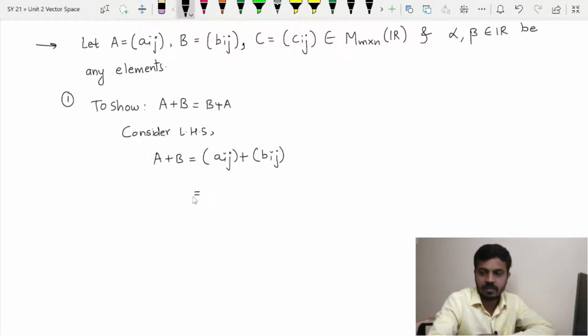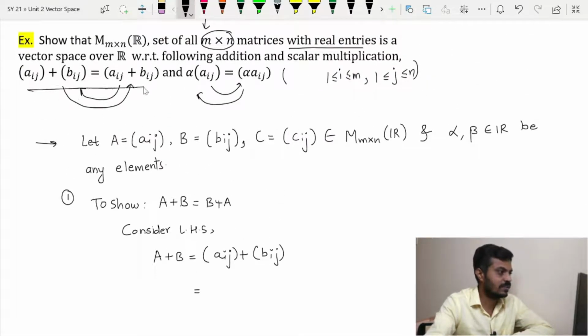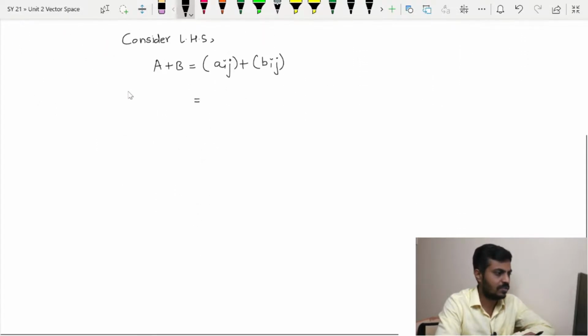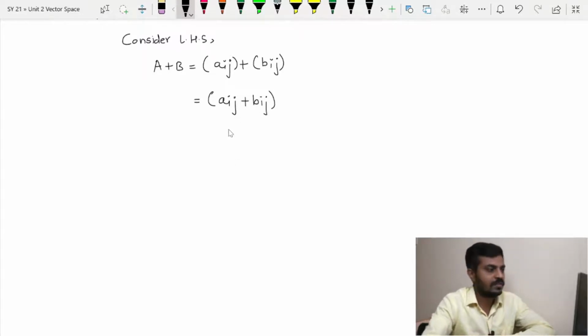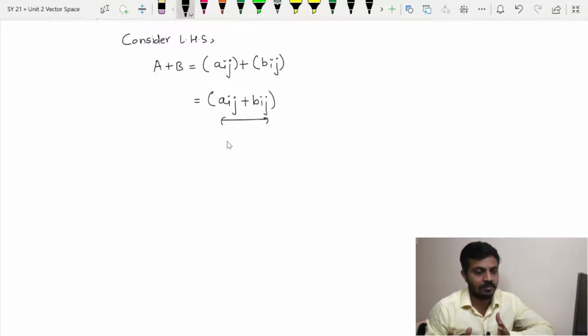which is further equal to, now how is the matrix addition defined? We need to go back a bit, and here you can see that this is how it is defined, so we can use it. So this is equal to Aij plus Bij. Now once it is defined, how to proceed further? Actually we have to show that it is equal to B plus A. Note that Aij and Bij are nothing but real numbers, and we already know a property of real numbers which we have already discussed in the previous example as well.